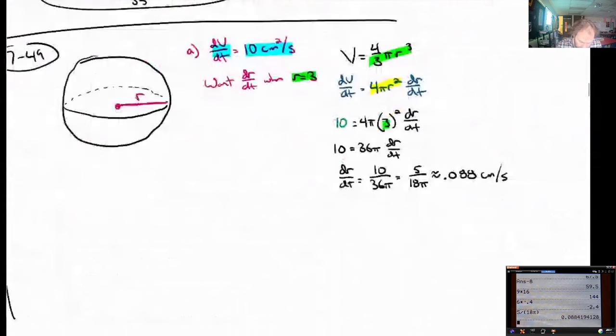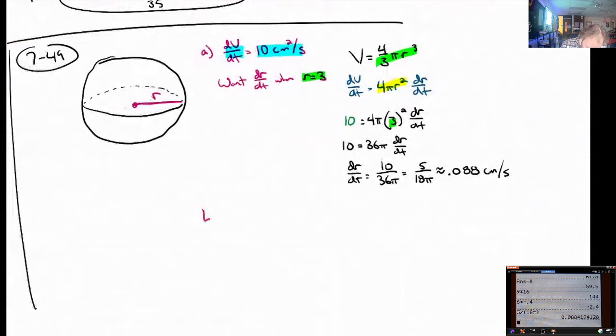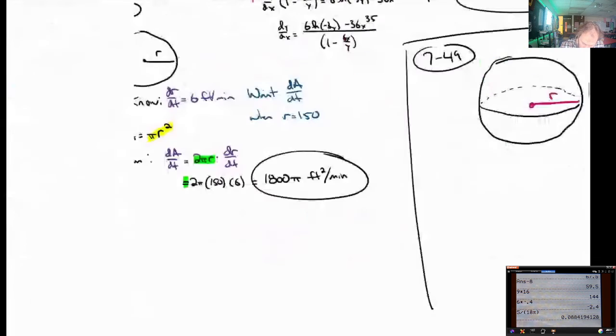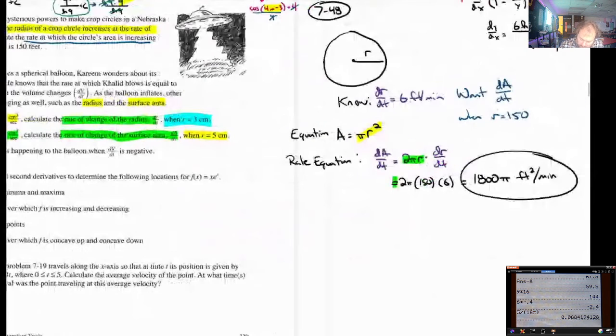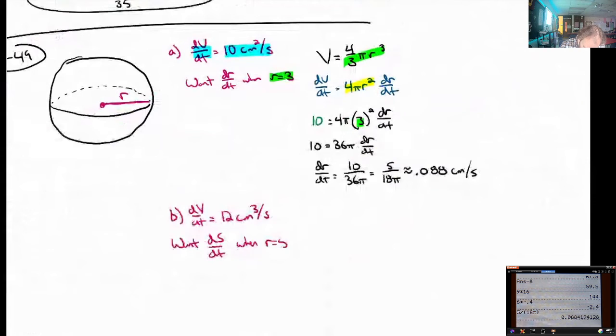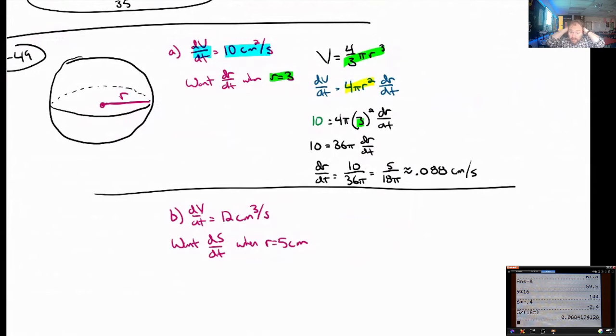Part B. Same picture, but for part B, we're told that dV/dt is equal to 12 centimeters cubed per second, and we want dS/dt. We want the change in the surface area when the radius is 5 centimeters. So this is going to be very similar, but we need a way to connect together volume and surface area in this problem. We'll need dS/dt.